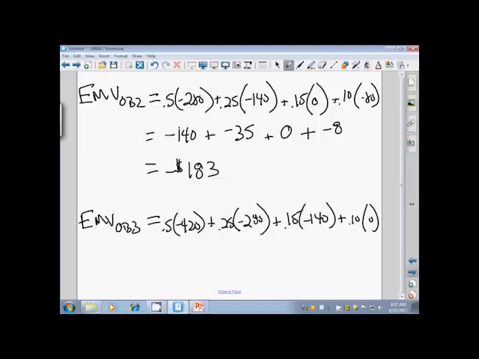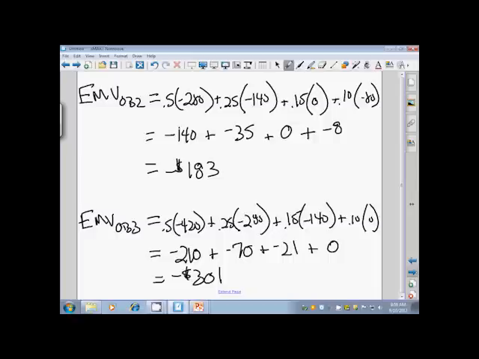Again, step by step, 0.5 times a -420, I have a -210, 0.25 times a -280, I got a -70, 0.15 times a -140, I got -21, and 0.10 times 0, do that in my head and I get a 0. So if I add up -210, -70, -21 plus 0, I got a -301.